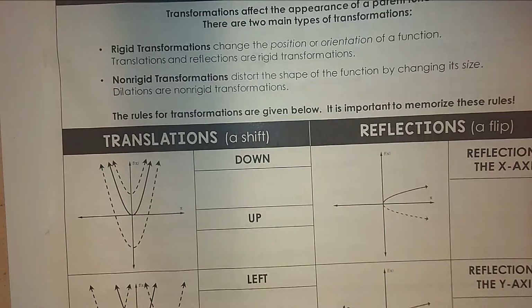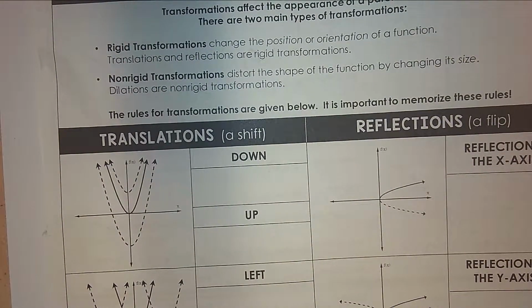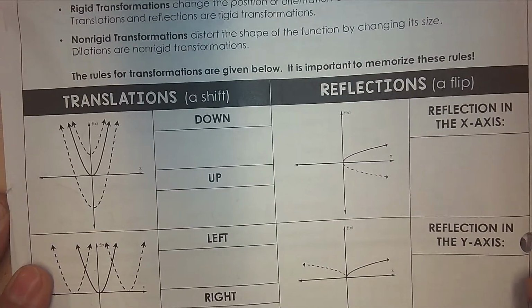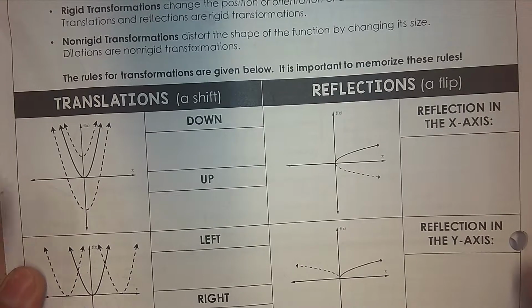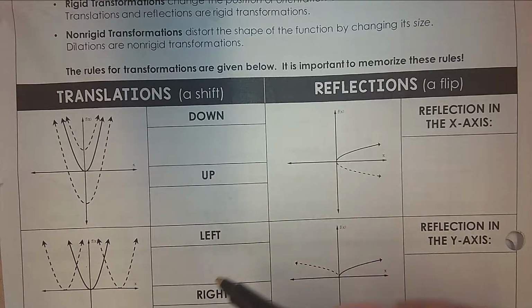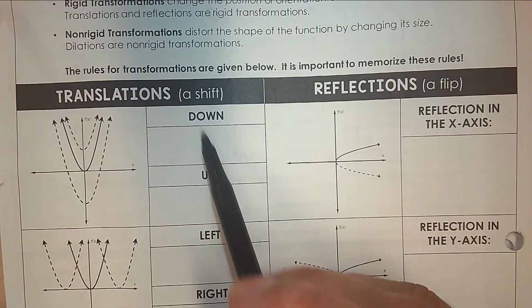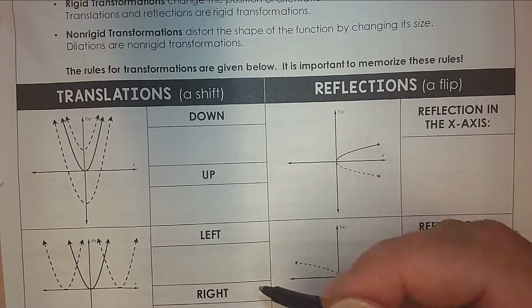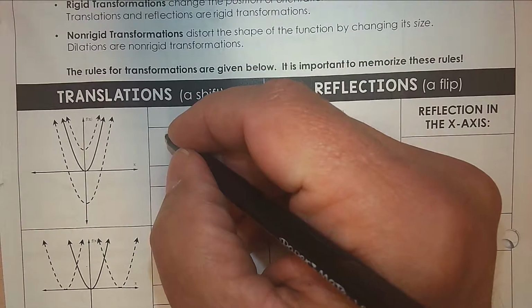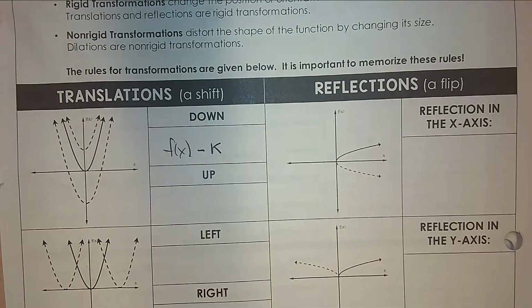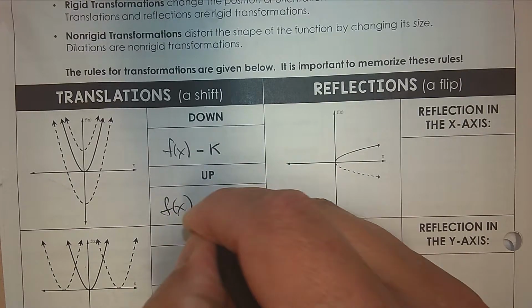Now the question is, can you take these parents and can you transform them? So some language to begin with in terms of what's happening. When we have something transformed down or up, we call it a shift, and we call it a vertical shift if it's going up or down. Whatever the function is, it's being transformed down if you subtract on the outside. If you add on the outside, it's going up.